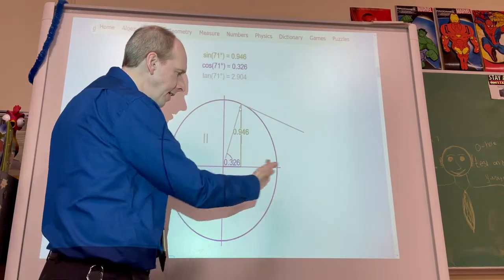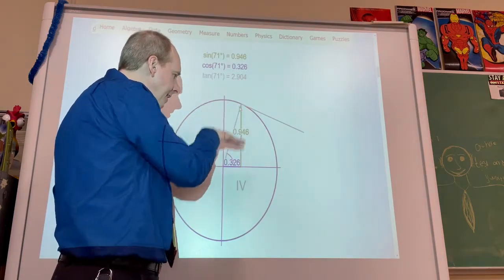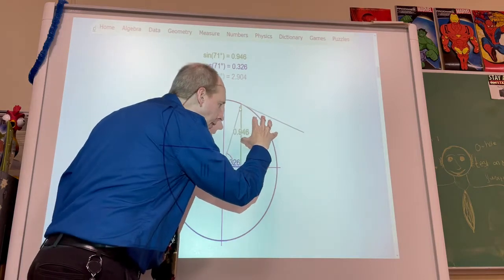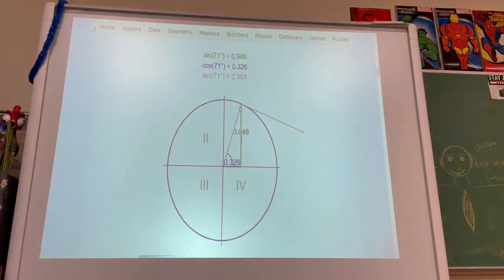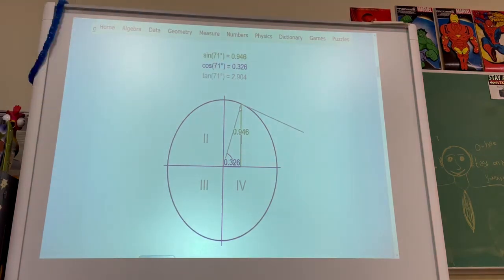Cosine is the x value. It's how wide your triangle is. Sine is your height. It's your y. X is positive, y is positive. Therefore, all your trig functions are positive in quadrant 1. Even tangent, because a positive divided by a positive would still be a positive.